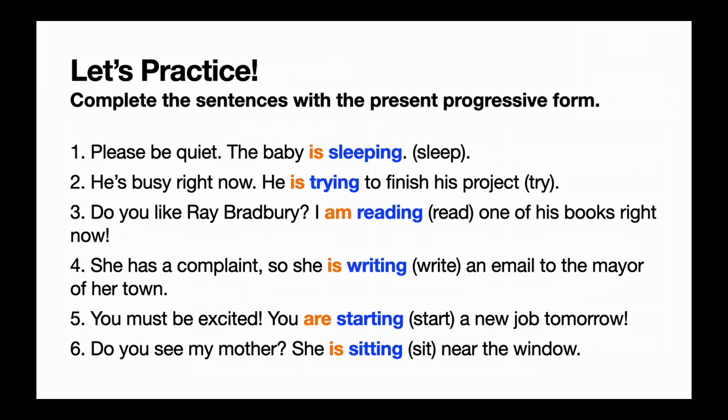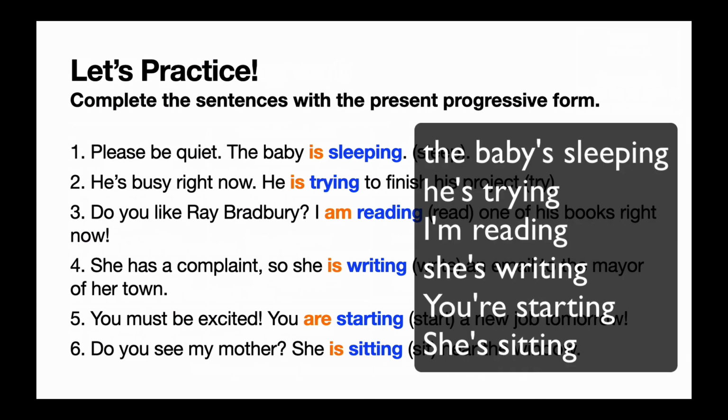So here are the answers you should have come up with. The baby is sleeping. He is trying to finish his project. I am reading one of his books. She is writing. You are starting. She is sitting. And you could also have made the contractions, the short forms.